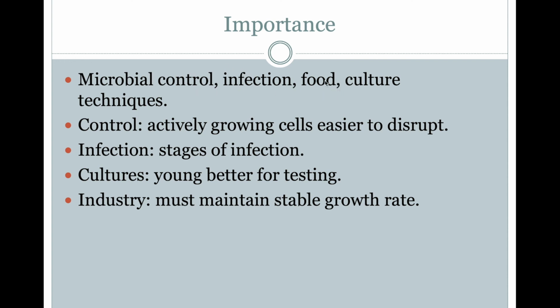And understanding how to use these in food, for example, fermentation of our food items, we do need to understand how they optimally grow and how to get them to obtain that exponential growth phase so that they can produce those amazing foods for us, and understanding how to do this in the culture, right? Young cultures are better for testing, for biochemical traits, for gram stains, etc. And if you ever were going to industry, you would need to understand how to maintain that stable growth rate.